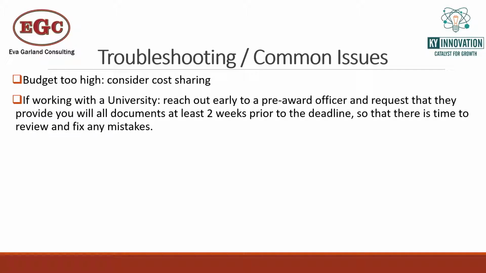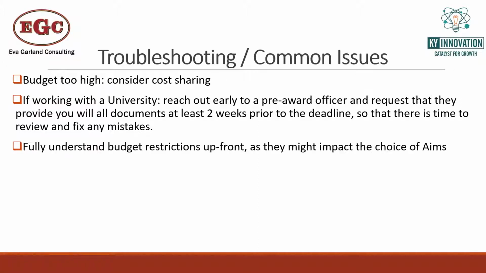With the university, we can't emphasize enough, make sure you reach out early, and make sure you reach out to the correct individual, which is the pre-award officer, not the PI, who's going to help you construct that budget. Also, try to get the documents back from them 2 weeks prior to the deadline. Many universities like to give you materials the day before the deadline, and if there are any mistakes, you won't have time to fix them.